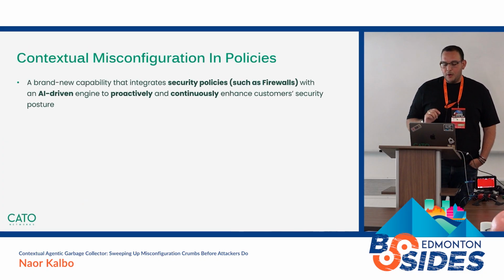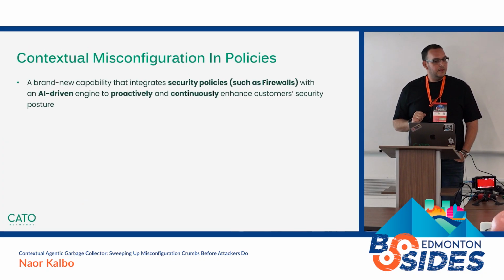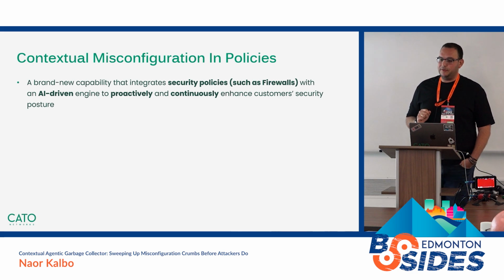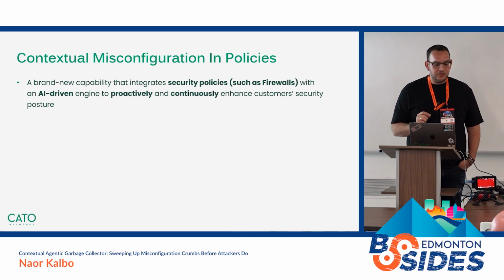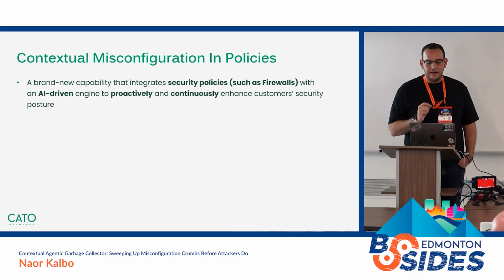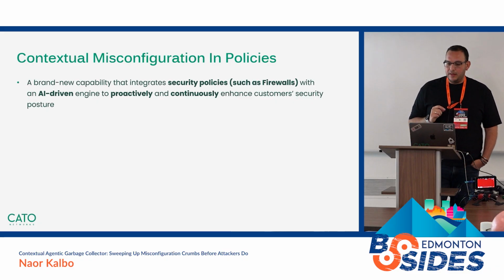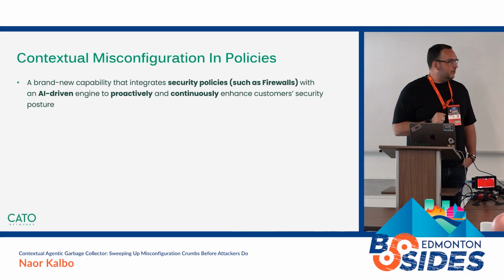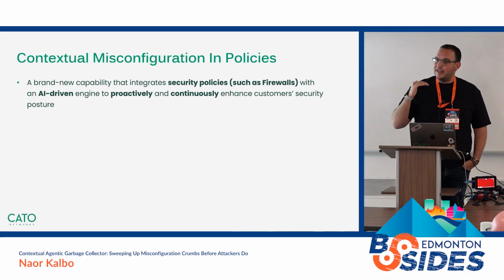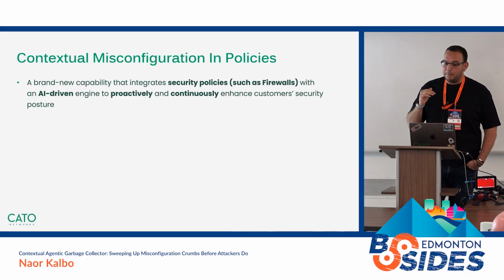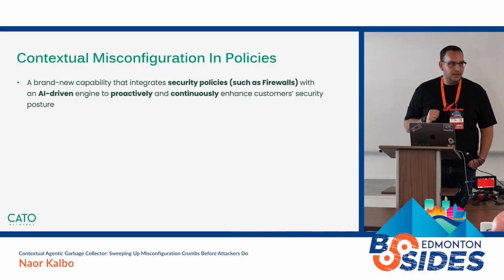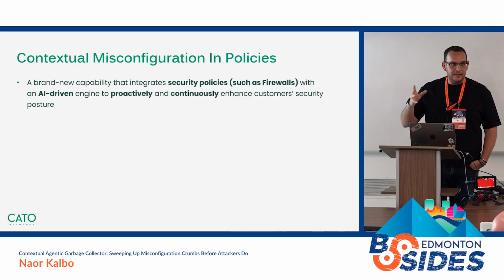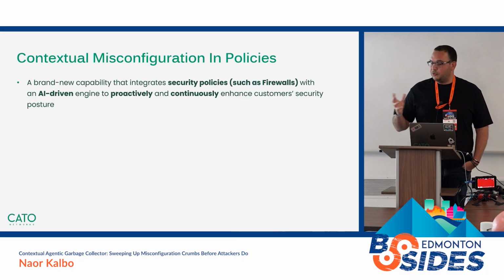When we step back and look at the bigger picture, it's clear that operational security teams need help. That's why we built a new agentic AI engine that layers directly on top of the policies mechanism we referred to earlier, like the organizational firewall, which we provide at Cato.